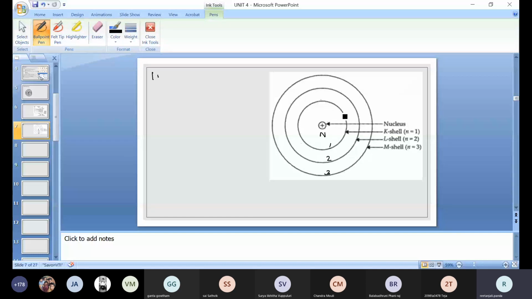Also remember that the layer nearest the nucleus has the lowest amount of energy. As you increase the number n equal to 1, 2, 3, the energy also increases. That means the M shell has higher energy than your K shell. Similarly, the L shell has higher energy than the K shell, but the M shell also has higher energy than the L shell. So as you go away from the nucleus, the energy of the orbit increases.